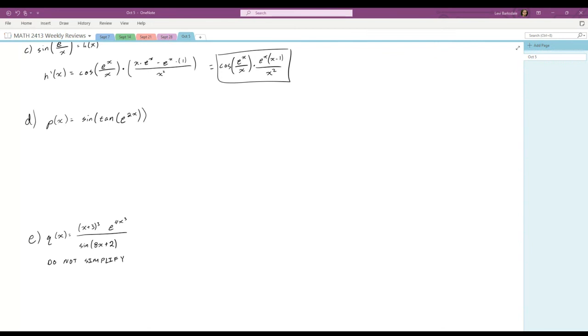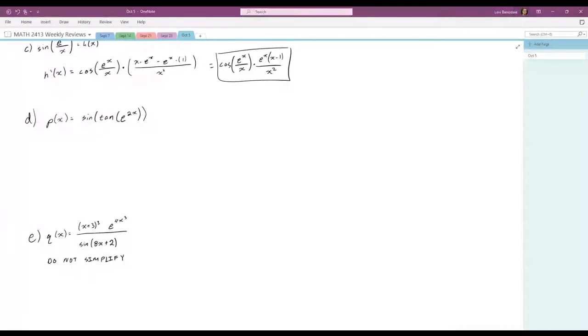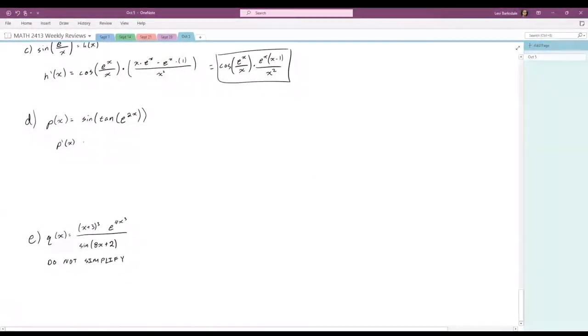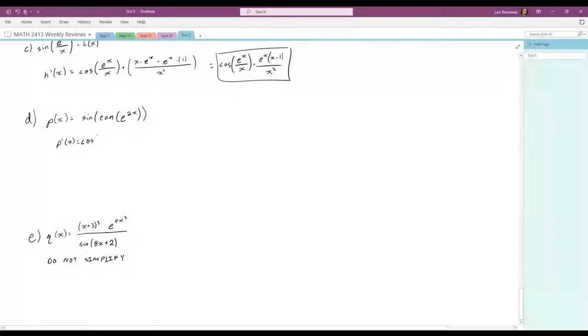Let's go over part D really quickly. Part D is not too hard. It's still pretty difficult, but compared to part E, it's considerably easier. So the idea with the chain rule is we're working our way from the outside in. Our outermost function on part D is this sine. We know the derivative of sine. It's cosine. And then we just leave the inside alone.